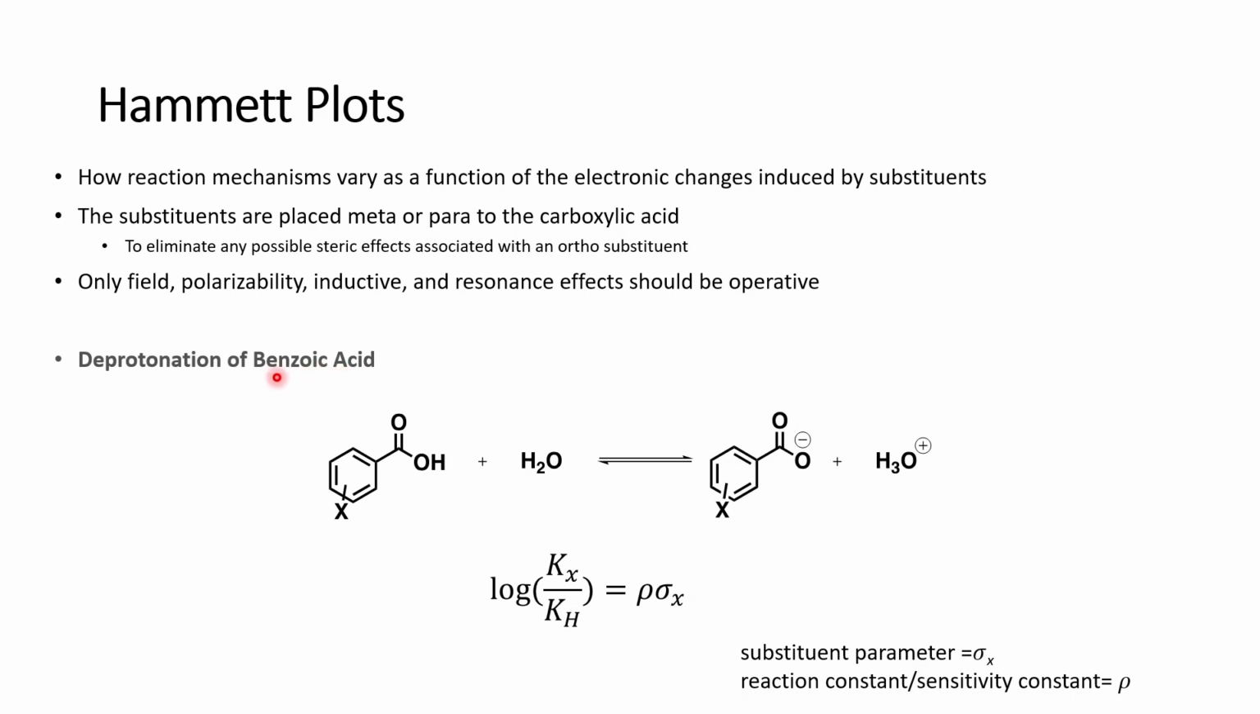And so basically what they have done here is they have plotted these Hammett plots by using meta and para substituents, using this deprotonation of benzoic acid reaction. So why do they use meta and para substitution? Because they wanted to eliminate any possible steric effect associated with ortho substituents, and also they assumed that from meta and para position they only have field, polarizability, inductive, resonance effect towards this reaction.